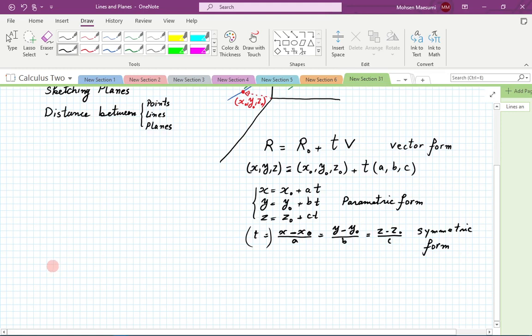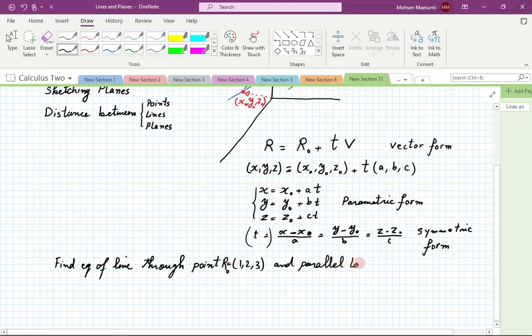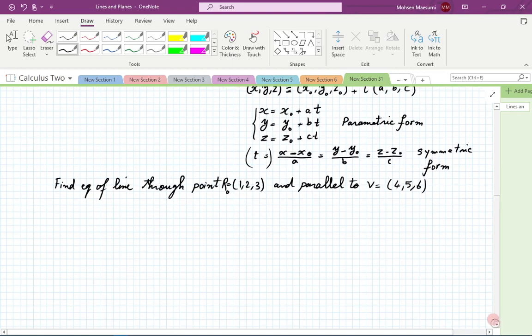Here, let's go ahead and practice it in a simple example. Find the equation of the line through the point, let's make our numbers 1, 2, 3, and parallel. So this point is playing the role of the starting point, and for the parallel to, now we give the direction vector. Let's make it 4, 5, and 6, just to remember.